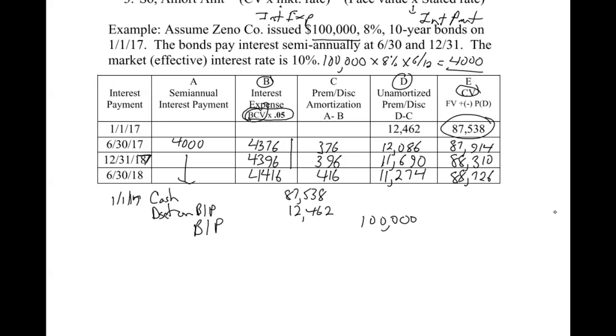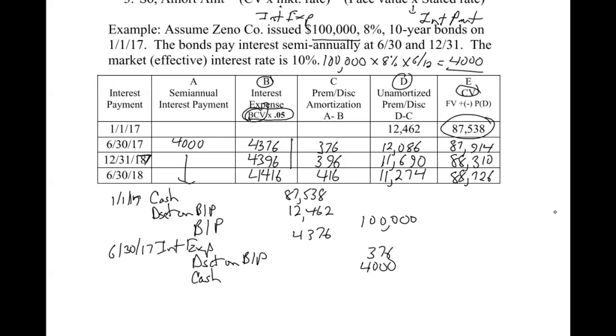On June 30th, we make our first interest payment, so we're going to have interest expense for the $4,376. We're going to amortize our discount on bonds payable for $376, and we'll have our credit to cash because we're actually cutting the checks and sending it to the investors that bought our bonds for $4,000.